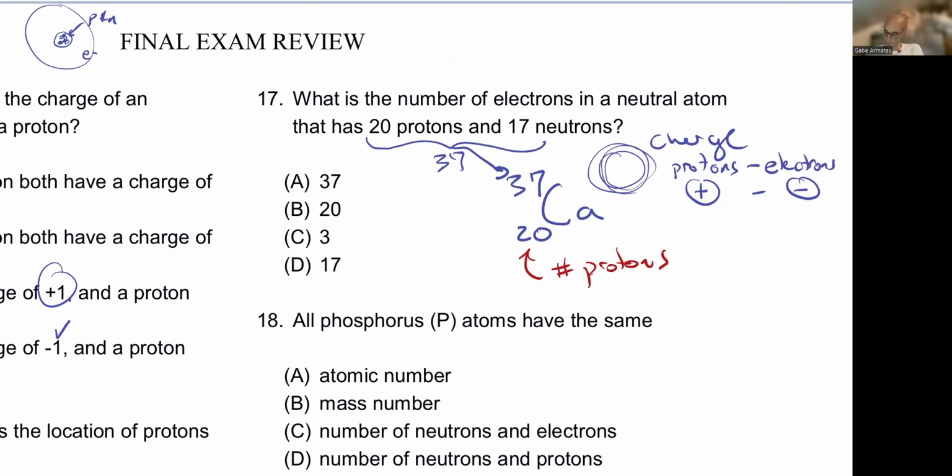So if I have 20 positives in this case, minus the 20 negatives, we're going to have a 0 charge. So how many electrons do we have in a neutral atom? You have an equal amount.